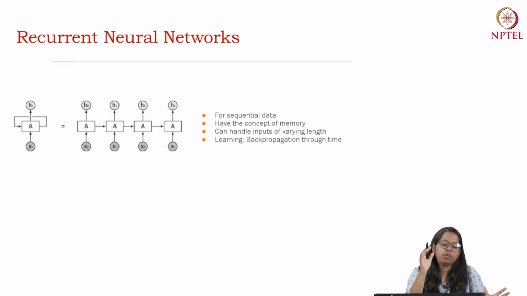So basically, a recurrent neural network, or RNN, these kind of networks are used for sequential data. They have a concept of something called memory. That is, they are able to remember what kind of inputs they have seen, and then use that information in order to get the output for the next input, right? These networks can handle inputs of varying length, and I'll get to why it can handle that.